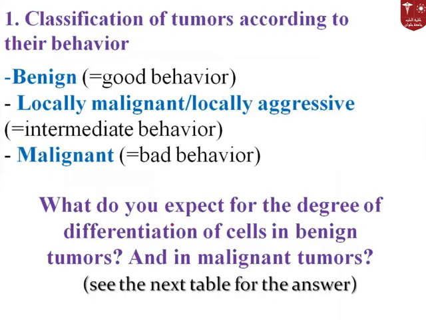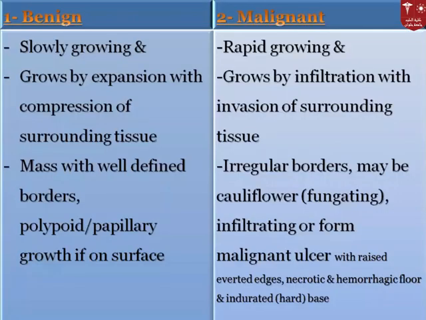So benign tumors are tumors with good behavior. Malignant tumors are tumors of the bad behavior. Let's compare benign and malignant tumors. Benign tumors are slowly growing. Both benign and malignant tumors have uncontrolled cell proliferation, right? But benign tumors have a slow rate of growth.